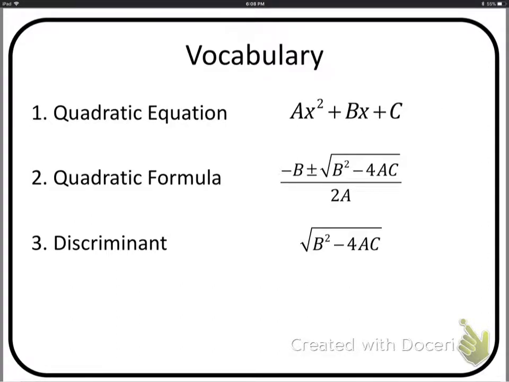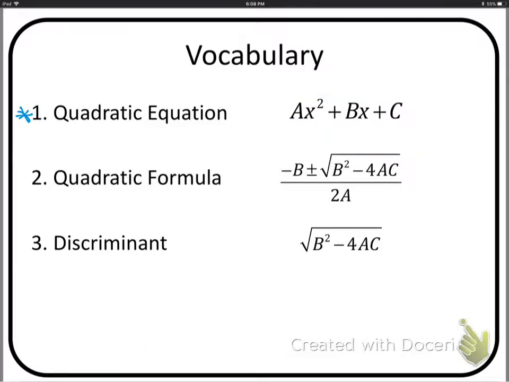So here's our vocabulary. The first one we have here is our quadratic equation. This is the one that we have in standard form. We've been working with this pretty much all year so far. We have our ax squared plus bx plus c. Right? We've graphed this and we've factored this.